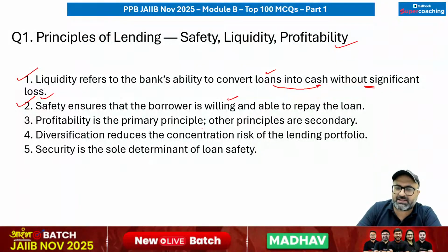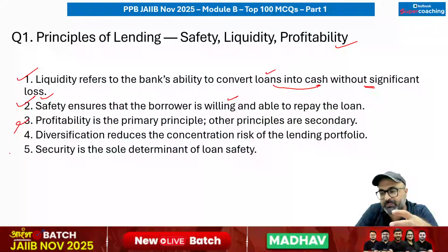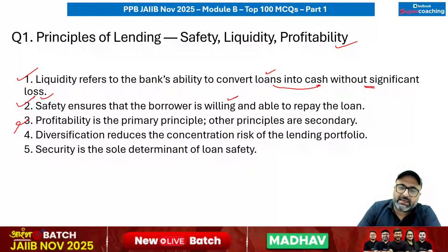Profitability is primary principle, other principles are secondary. No sir, that is not the case. When we talk about profitability, it is important but it is not overriding. It should not be overriding the other agendas of the bank. Diversification reduces the concentration risk. That is true.